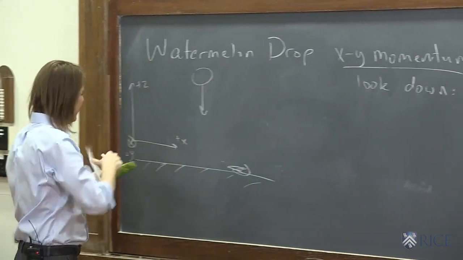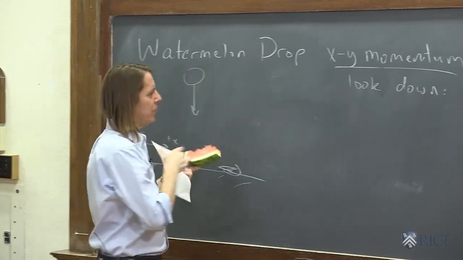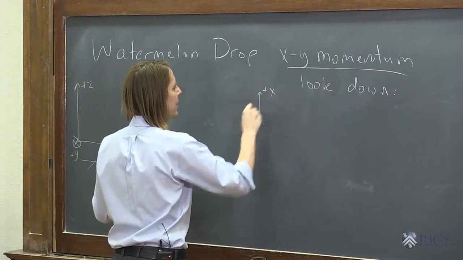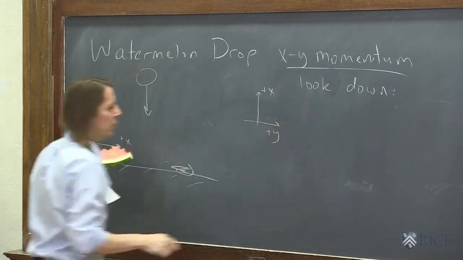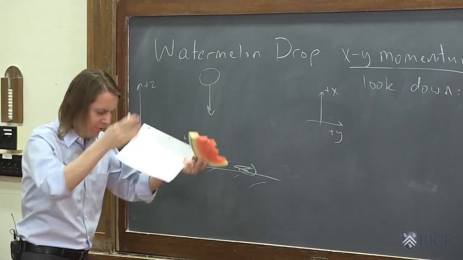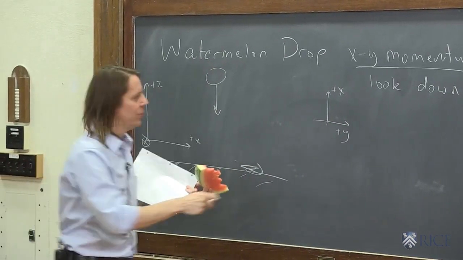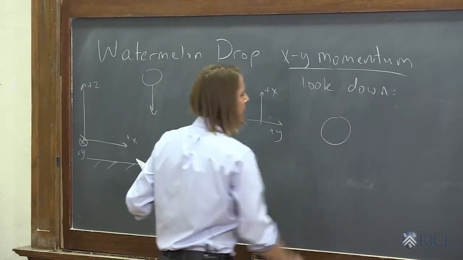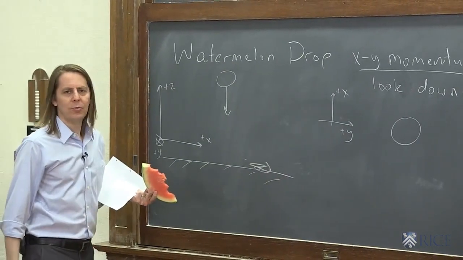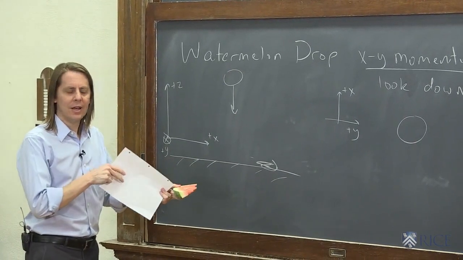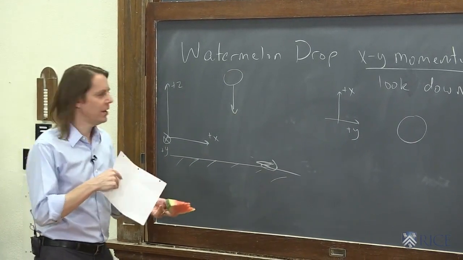Okay, so we're going to look down this way. So we could write xy kind of like this. So now here's x, and there's y. And what do we see if we watch this thing going down? Well, you looked down. You saw the footage of the thing going down. It's a watermelon, and it's falling. And it has no velocity in the x, and it has no velocity in the y.